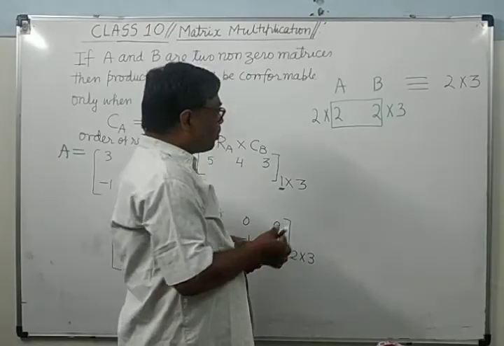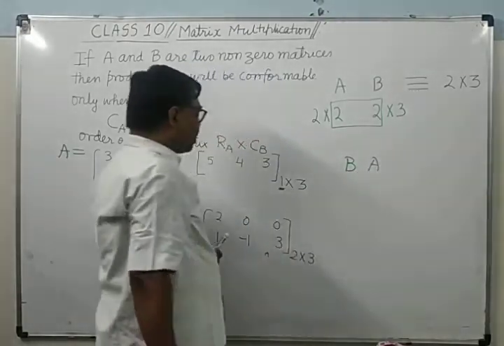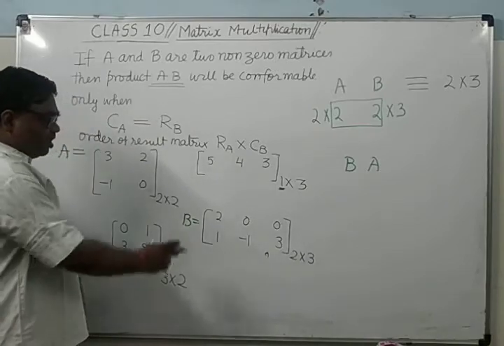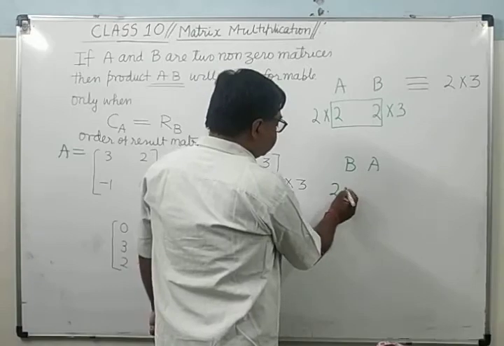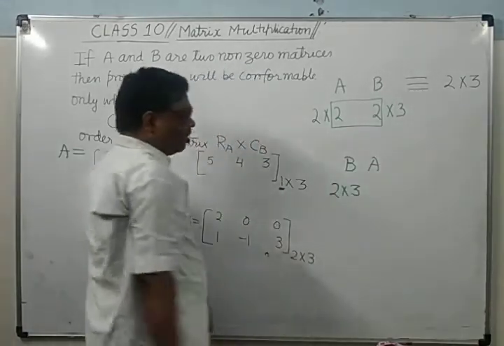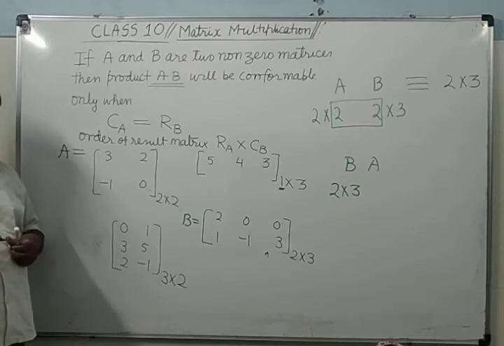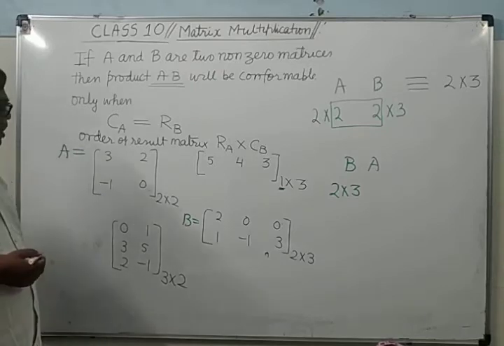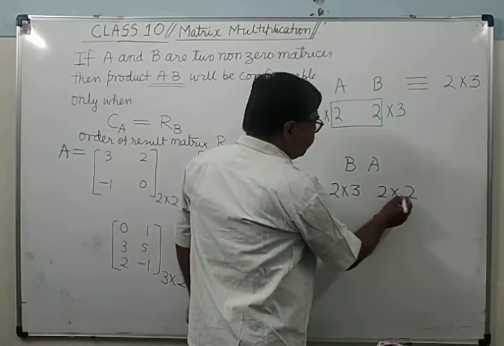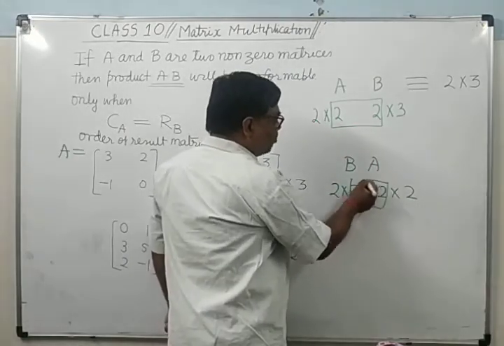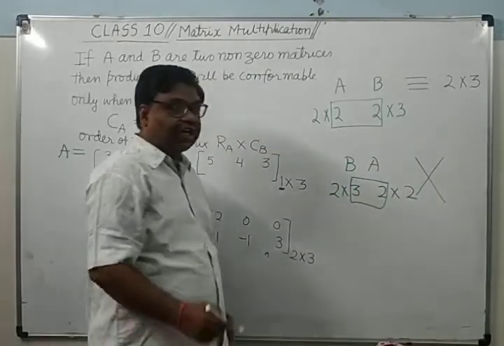Now you check whether product BA is possible or not. Here, in the same case, product BA. What is the order of B? 2 cross 3. The first matrix is now B. पहला matrix क्या है? B है. So we will write the order of B first. And then the second matrix is A, so we will write 2 cross 2. Are these numbers the same? No, not the same. Therefore, product BA is not possible.